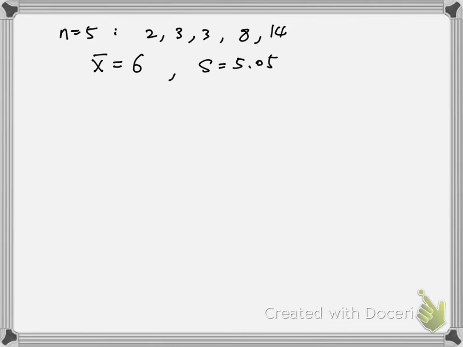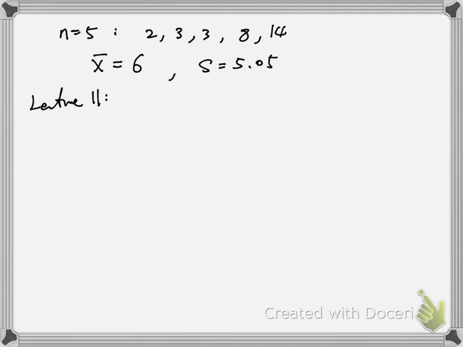Now let's talk about the confidence interval in lecture 11. Let's copy the information from the previous page. We have n equals 5, and the 5 given numbers for the size of the flowers. Their average is 6, and the standard deviation s is 5.05.